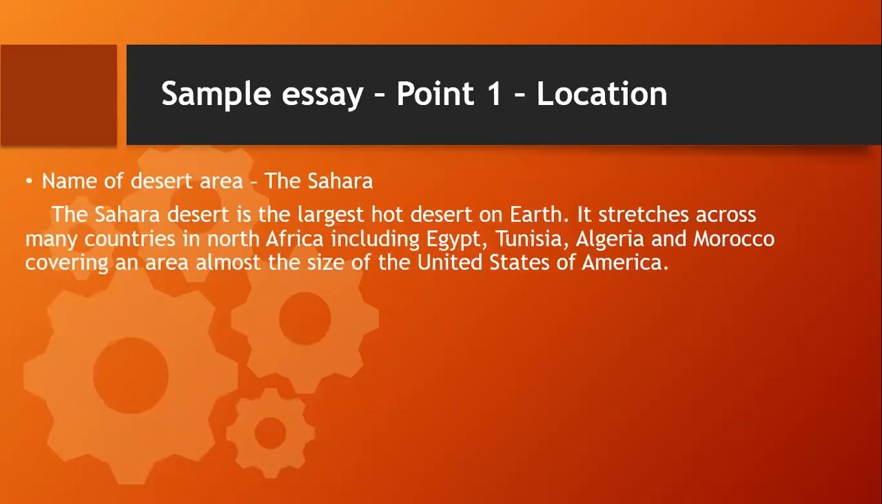First paragraph, we should introduce the area. The name of the desert area is the Sahara. So the first paragraph can be like this. The Sahara Desert is the largest hot desert on Earth. It stretches across many countries in North Africa, including Egypt, Tunisia, Algeria, and Morocco, covering an area almost the size of the United States of America. This would be our first paragraph.